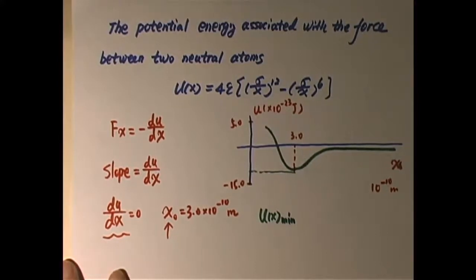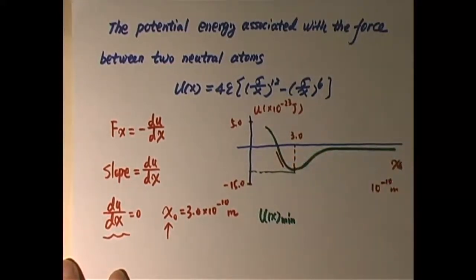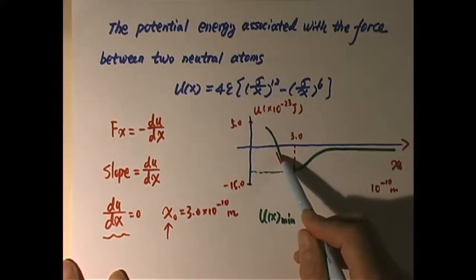So let's take a look at what happens. If we look at the slope here, the slope is negative, obviously. When the slope, which is dU dx, is negative, after we put a negative sign in front of it, the force is positive. Positive means this direction, the positive x direction. So if somehow the atom is a little bit away from its equilibrium position, say to the left, the force on it is to the right.